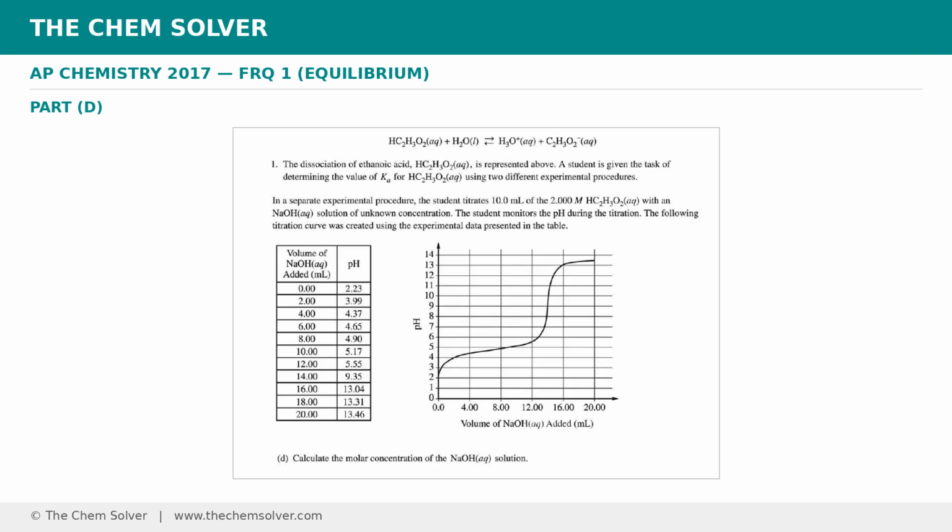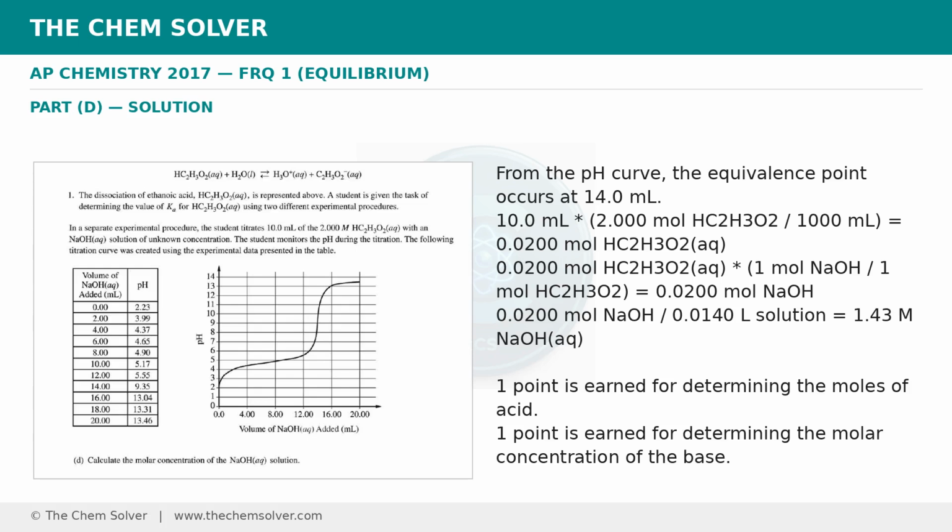Calculate the molar concentration of the NaOH solution. From the pH curve, the equivalence point occurs at 14.0 milliliters. 10.0 milliliters times 2.000 moles HC₂H₃O₂ / 1,000 milliliters equals 0.0200 moles HC₂H₃O₂. 0.0200 moles HC₂H₃O₂ times 1 mole NaOH / 1 mole HC₂H₃O₂ equals 0.0200 moles NaOH.